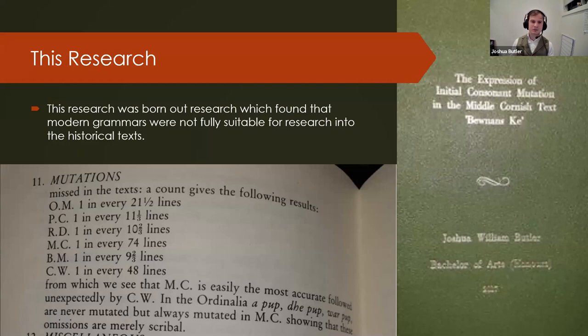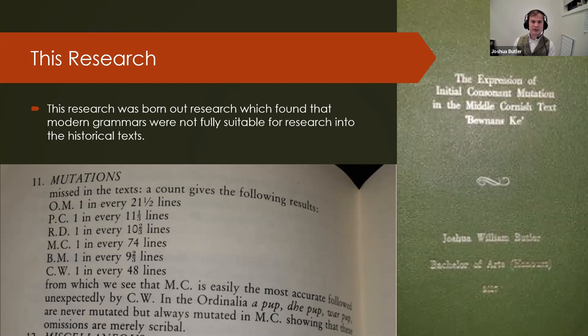It was well known that the mutation system in the historical periods of Cornish was not internally consistent with itself, nor was it consistent with the modern grammars, but I couldn't find any information to show me what that inconsistency was, exactly where things were different, how the language had changed over 400 years, except for what Caradar wrote in Cornish Simplified Part 2, which I've just attached there.